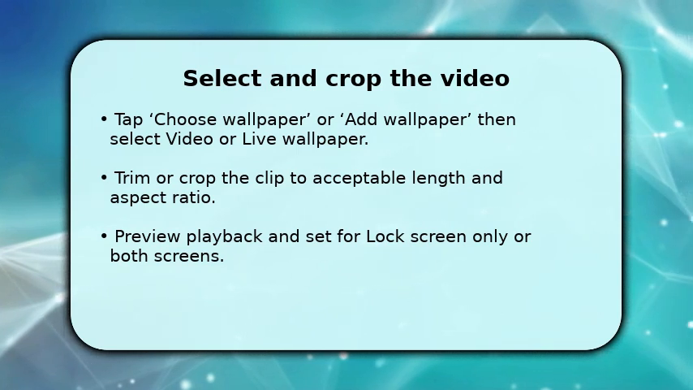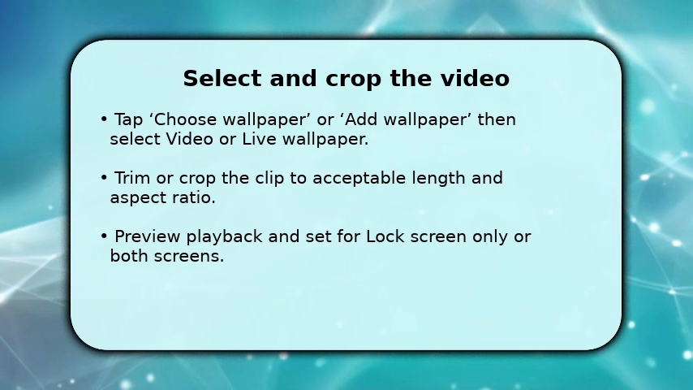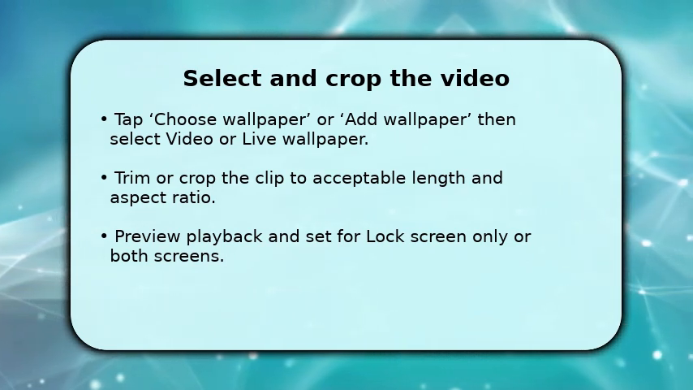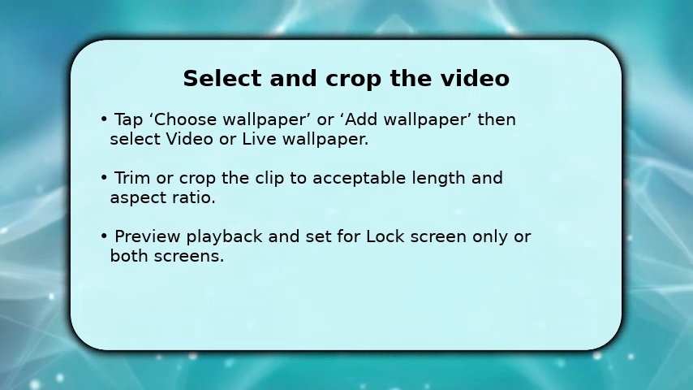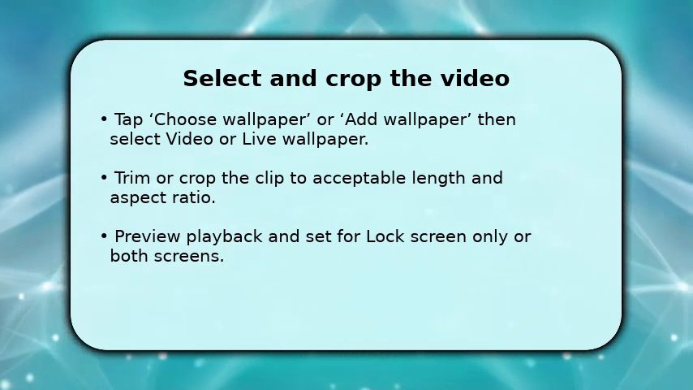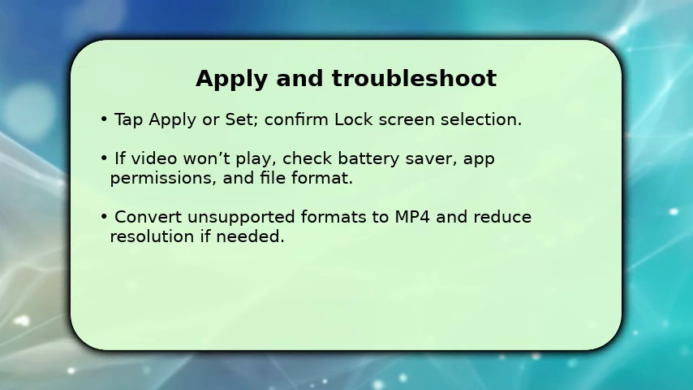Preview the video to check alignment and motion. Make sure important subjects aren't cut off. If the option appears, choose Lock Screen only versus both home and lock screens, depending on your preference. Finally, tap Apply or Set and confirm you want it on the lock screen. This writes the change immediately.